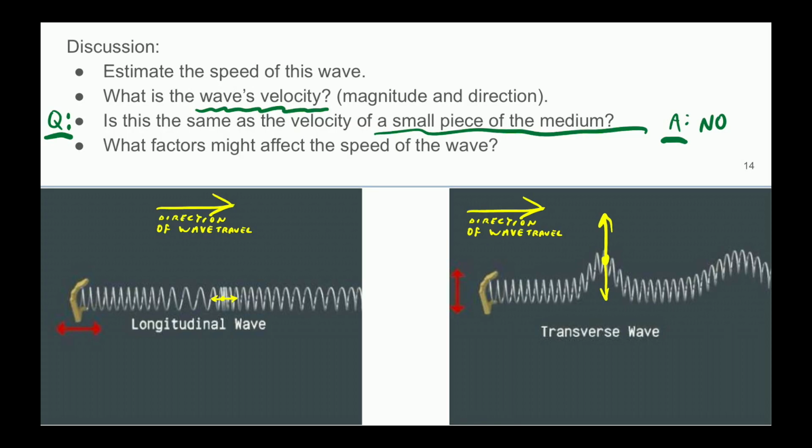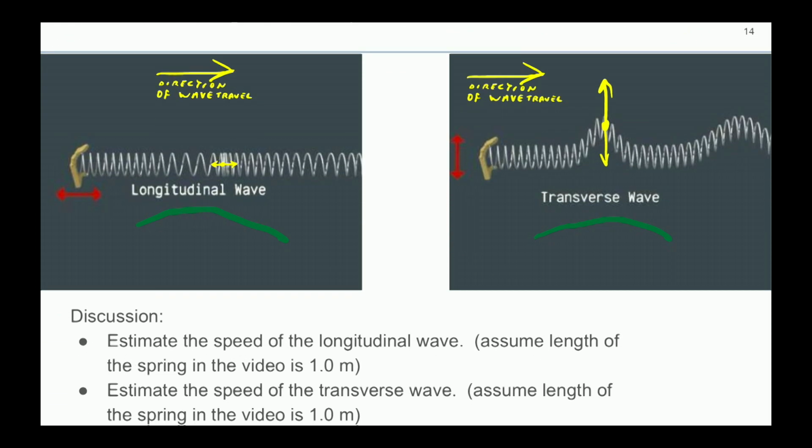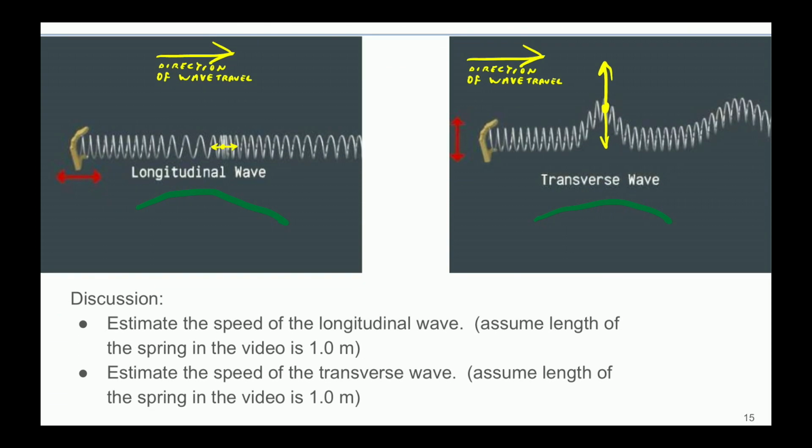If you observe that pieces of the medium are moving left to right as the wave travels down the medium, you're looking at a longitudinal wave. And if you notice that pieces of the medium are moving up and down as the wave travels along the medium, you're looking at a transverse wave. In both of these pictures, the wave is moving left to right from your perspective as you look at the slide. Okay?